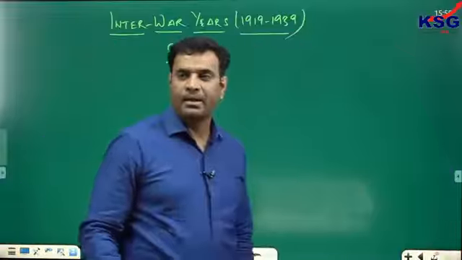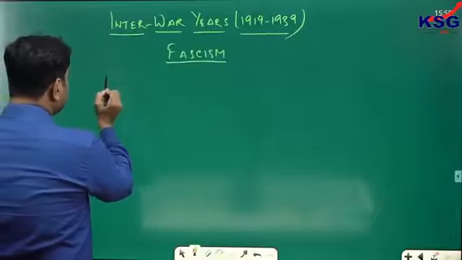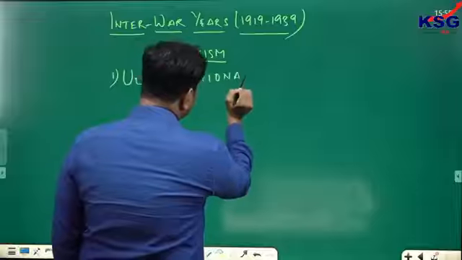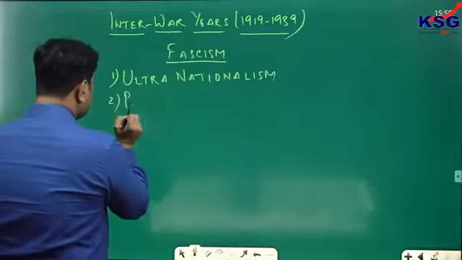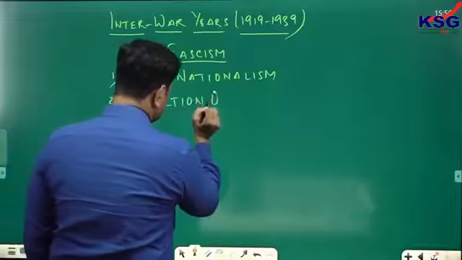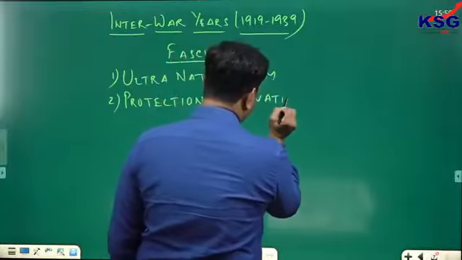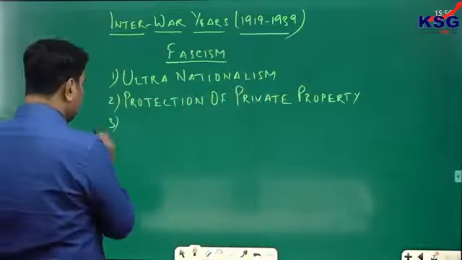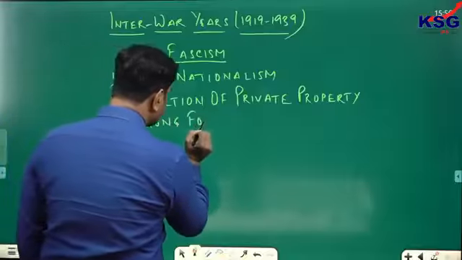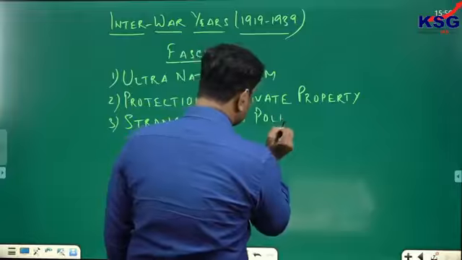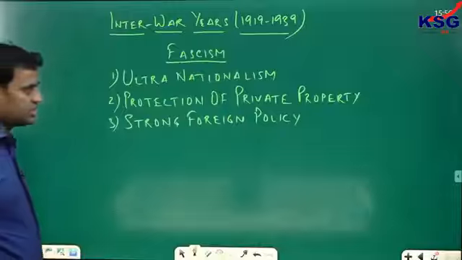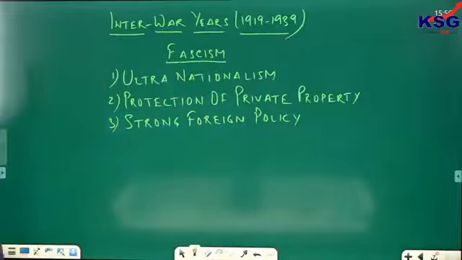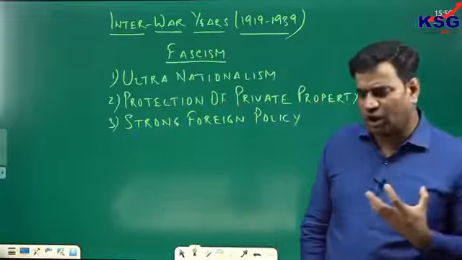This ideology is based on three major components: ultranationalism, protection of private property, and a strong foreign policy. These are the three components of fascism. Clear? Right.